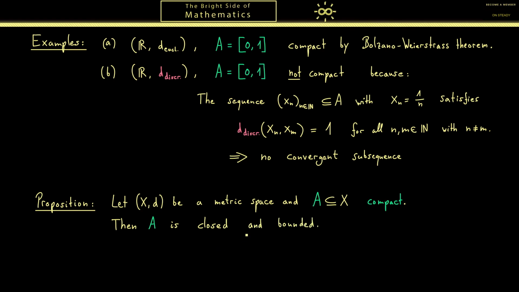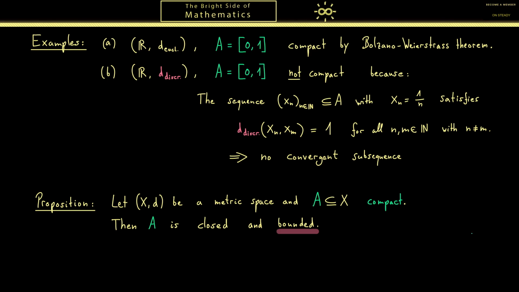So in general, we still have the result that closedness and boundedness is needed for compactness. It's not the other way around. Compactness in general is more, but this can still be helpful. Before writing down the proof, we should first define what we mean by a bounded set inside a metric space.